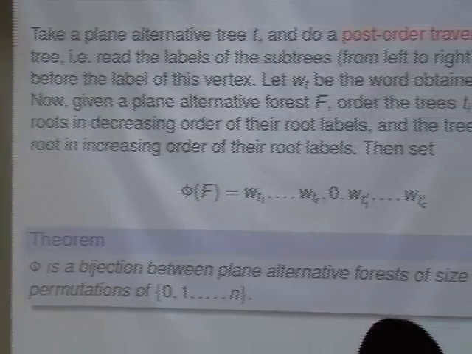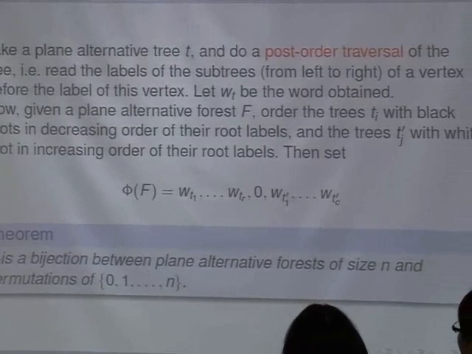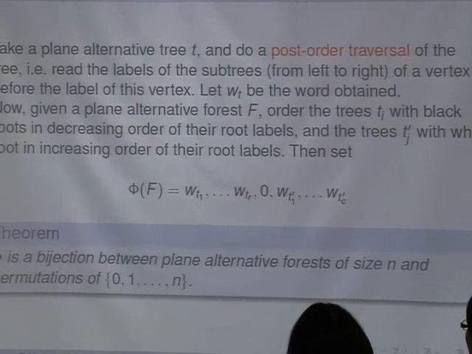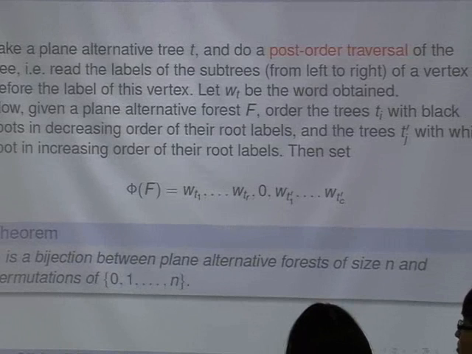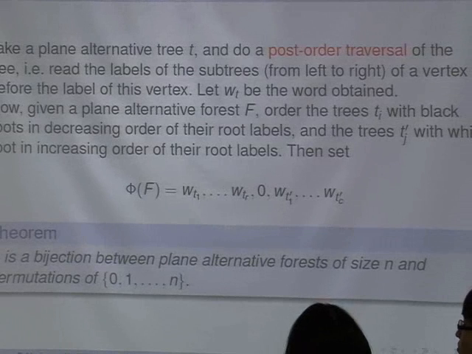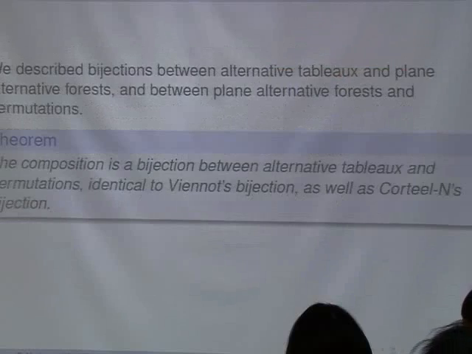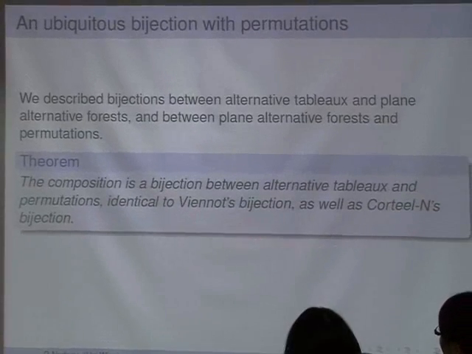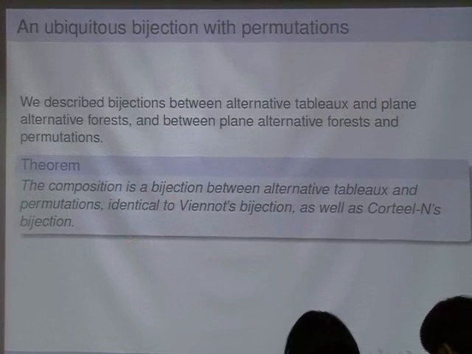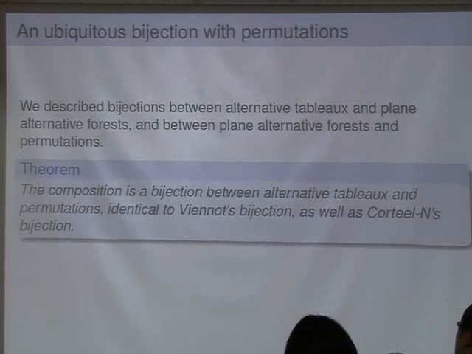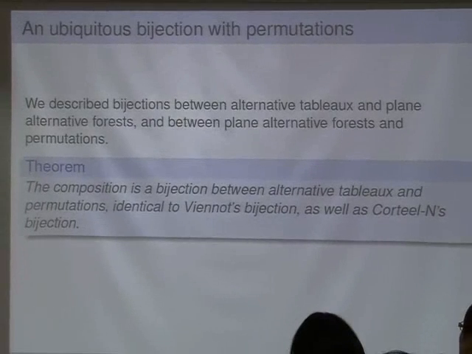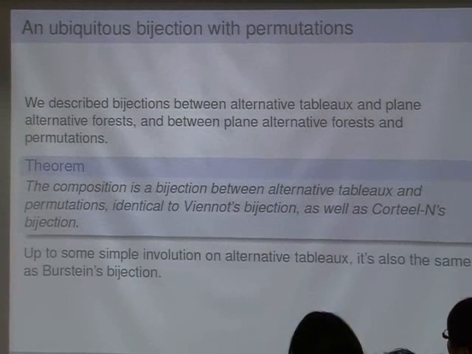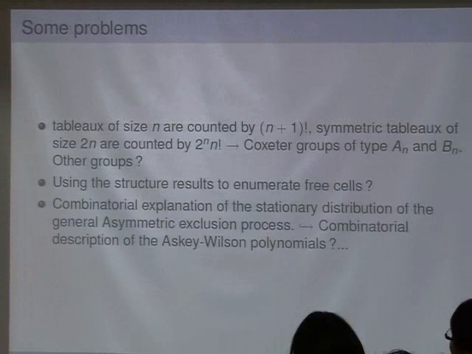I will stop here. It's really easy if you have a plane alternative tree to do some sort of traversal. Just reading the labels in a certain way will give you a bijection with permutations, and this bijection is already known. It was actually already done twice in the literature, but this shows that it was in fact the same bijection that has been defined, and it's also equivalent to this one. And I think that's it. I will stop here. Thanks for your attention.